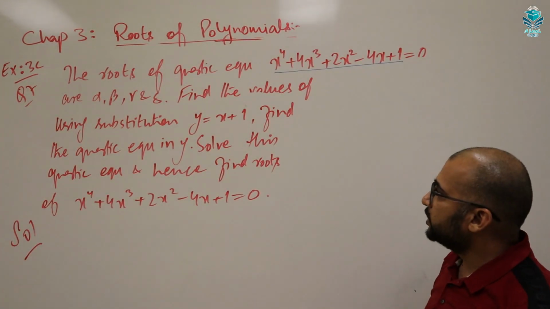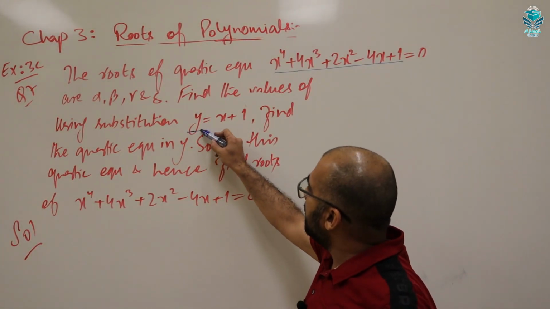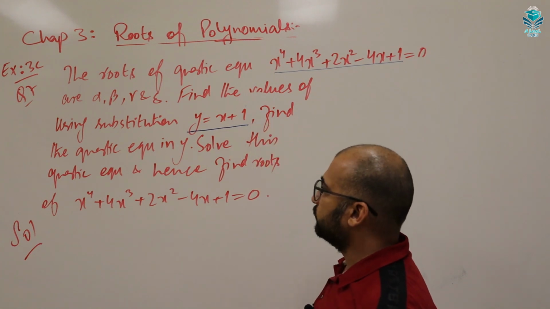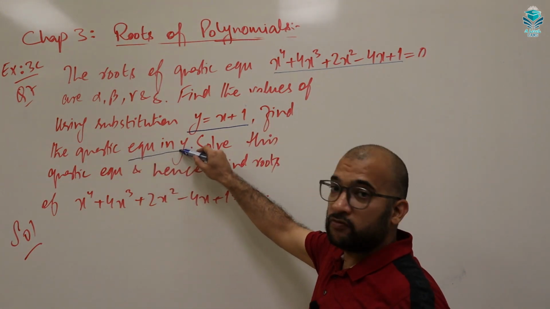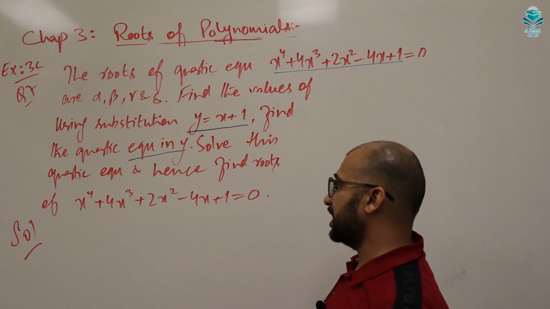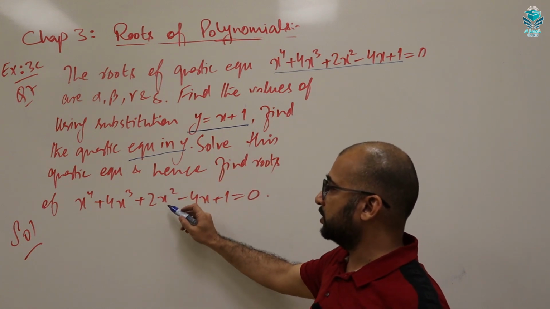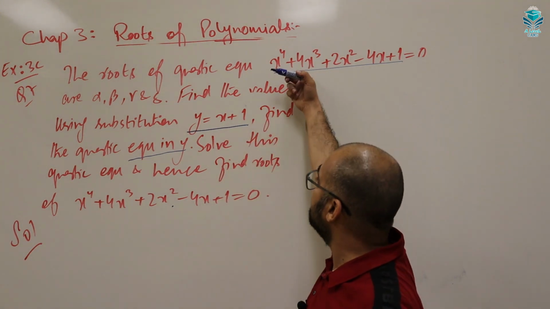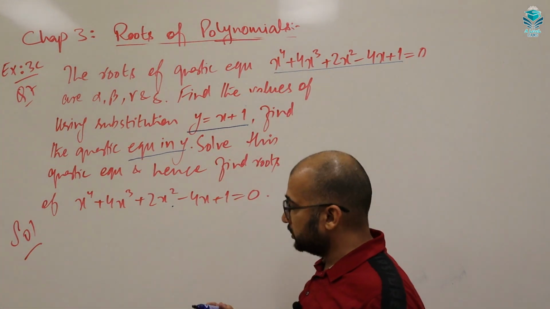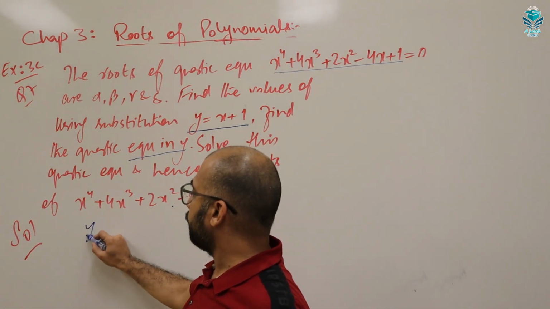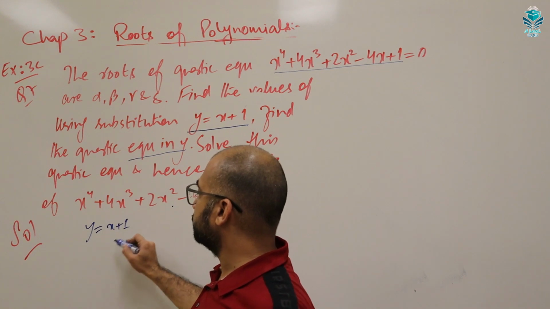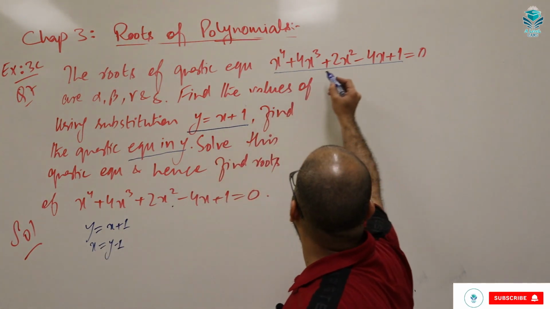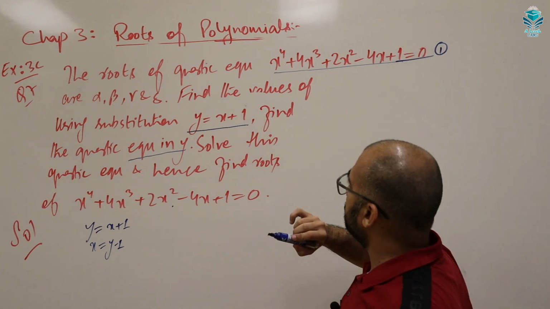Students, in this part we have to substitute y equal to x plus 1 and find the quartic equation in y. We also have to solve this equation and hence find the roots for the given quartic polynomial in x. So you have y equal to x plus 1, so x can be written as y minus 1. Substitute in equation 1. What will you get?